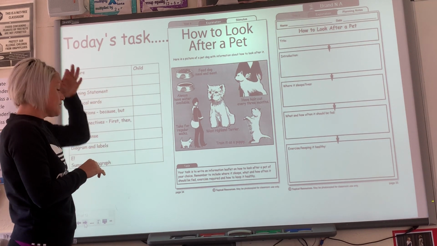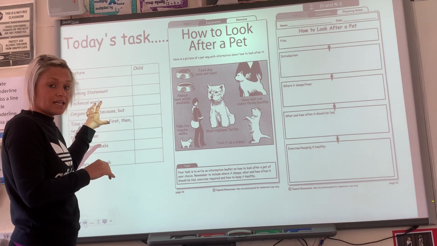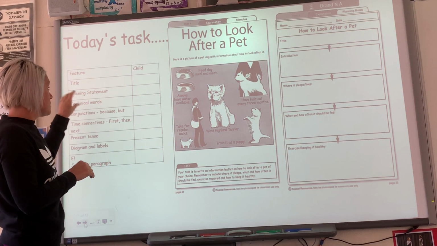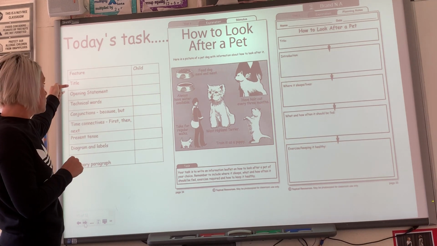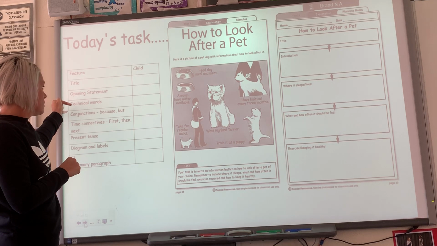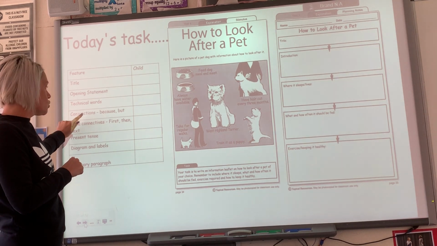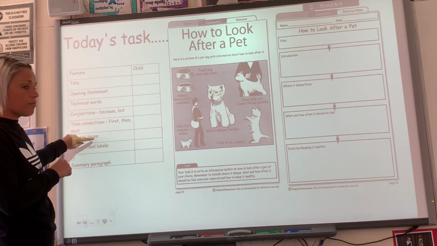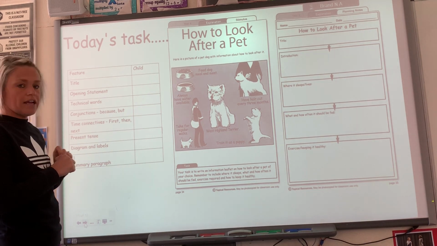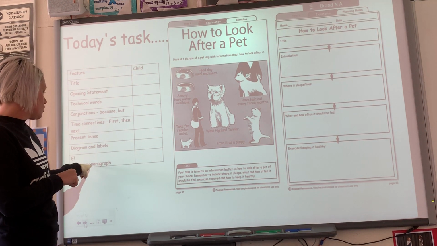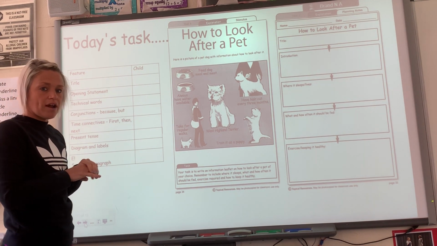We've got the success criteria here, which again is attached to the task on Firefly. So these are things that we're looking for. We want a title, an opening statement or an introduction, technical words, conjunctions, your time connectives, got to be written in the present tense, and a diagram with labels. And if you want to challenge yourself, then you can try and include a summary paragraph at the end.